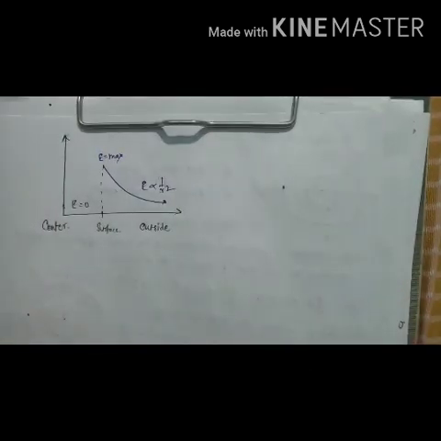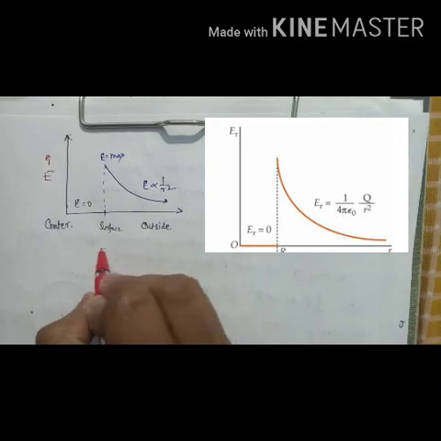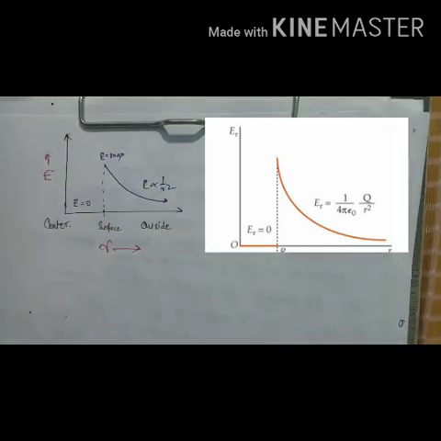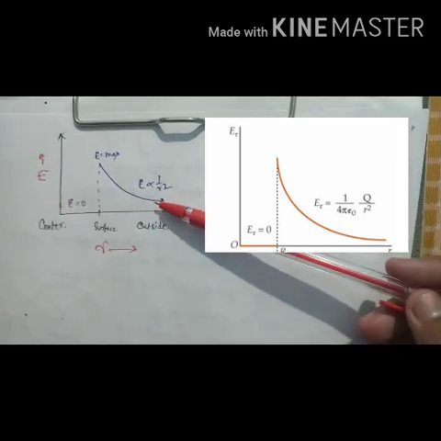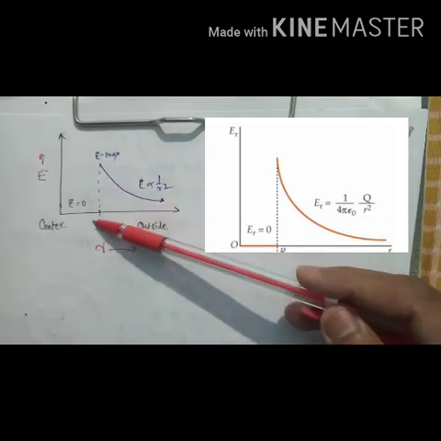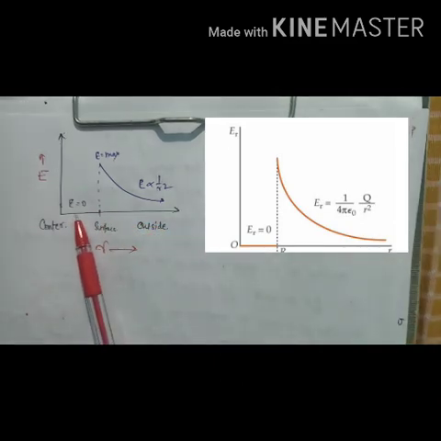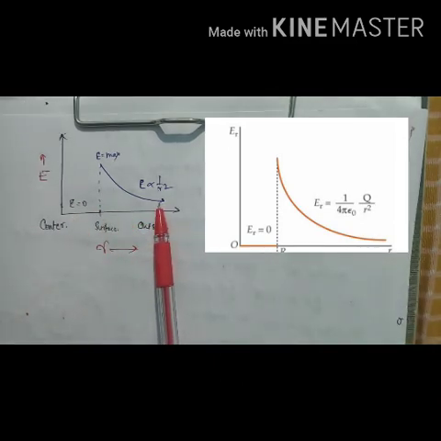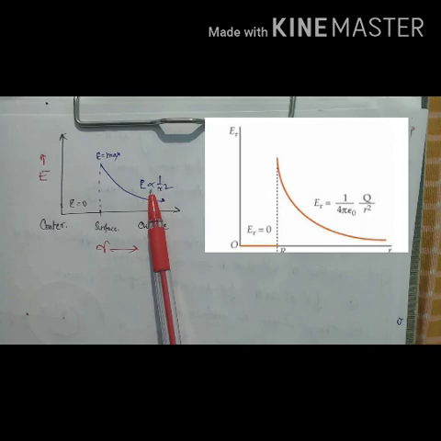Now we draw a graph. This axis is the electric field, and this is distance. When we find the electric field intensity outside the surface, let us suppose this is the surface, and this is from the center to the surface. We find the electric field intensity outside the cell. We have the formula E is equal to 1 upon 4 pi epsilon naught q upon r square. That means E is inversely proportional to r square.